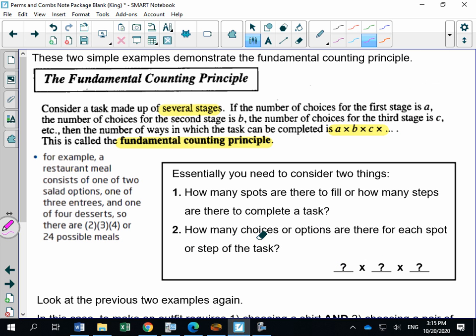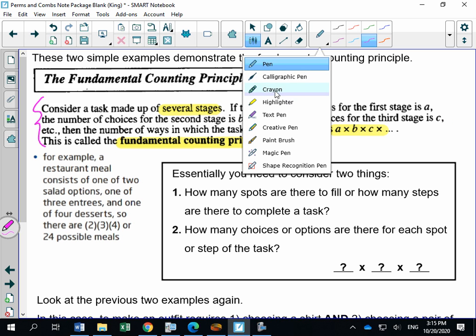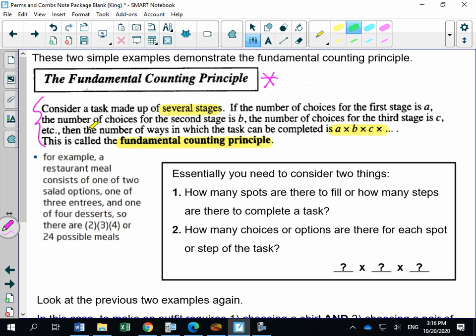So that is summed up right here, okay? So the fundamental counting principle says, consider a task made up of several stages, and then we figure out the number of choices for the first stage, the number of choices for the second stage, the number of choices for the third stage, and then the number of ways that a task can be completed. I'm going to highlight that in a different color. The number of ways that a task can be completed is by multiplying the choices in each stage, and that's what we call the fundamental counting principle.